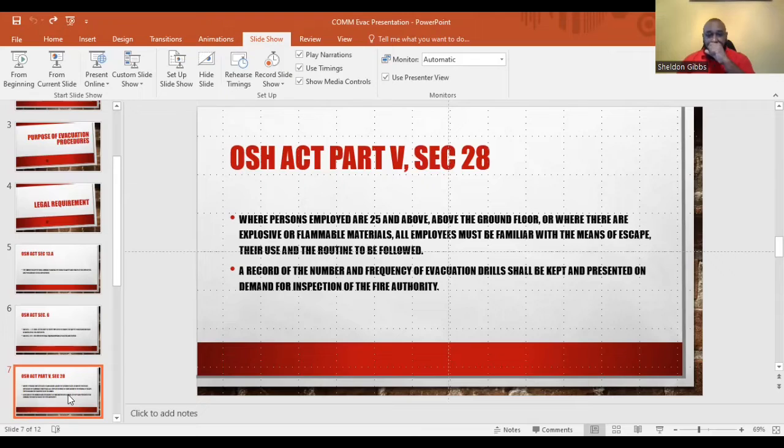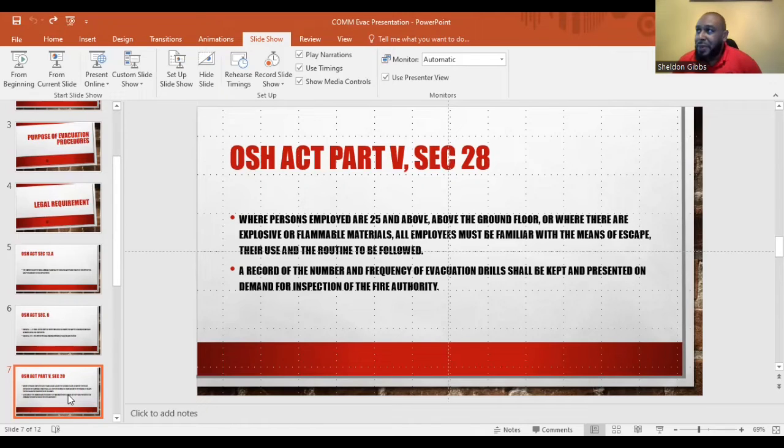Under Part 5 of the OSH Act, which deals with fire, Section 28, where there may be 25 persons and above, or where persons work above the ground floor, or where explosive or flammable materials are stored, the employees must be familiar with the means of escape, their use, and the routine to be followed. These drills must be recorded, and the records must be kept and presented on demand for inspection by the fire authority.